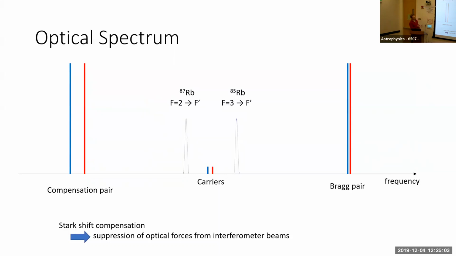And the reason the optical forces have opposite signs is just because one of them is red-detuned and the other is blue-detuned. One thing that is still a little bit problematic for us is the control of the carriers. Because the carriers are very close to the resonances, you want them to be very small. But this is a little bit of a problem for us.